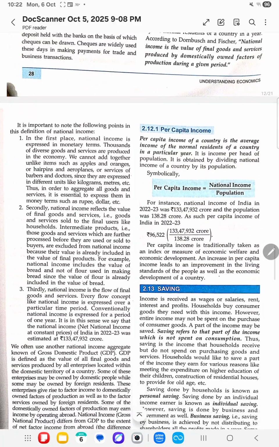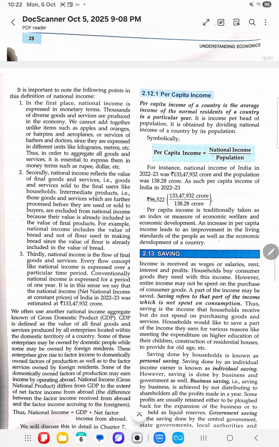Next up, what are the important points of national income? First point is national income is expressed in monetary terms. Okay. Secondly, it reflects the value of final goods and services sold to the final users like households. And thirdly, it is the flow of final goods and services. Okay. Every flow concept like national income is expressed over a particular time period. Okay. It's not like for infinite time period. When we are talking about national income, we might talk about an annual basis. Okay. About a yearly basis. Fine. So for a particular period of time.